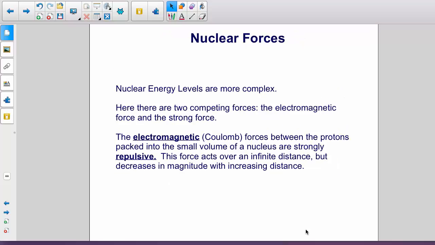Atomic energy levels are complex, but nuclear energy levels are more complex. The reason? There are two competing forces, not just the electromagnetic force, but also the strong force. The electromagnetic force, or Coulomb force, as you recall, is strongly repulsive between like charges, which would be the case for protons, and drops off as the inverse square of the distance between the particles.